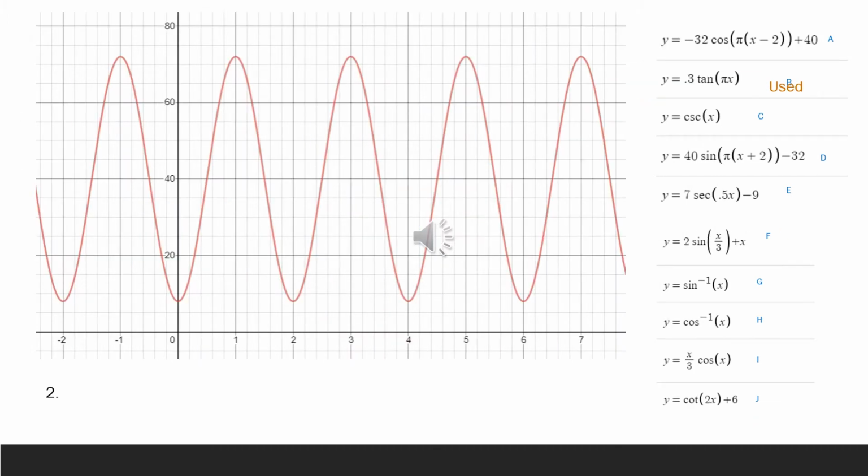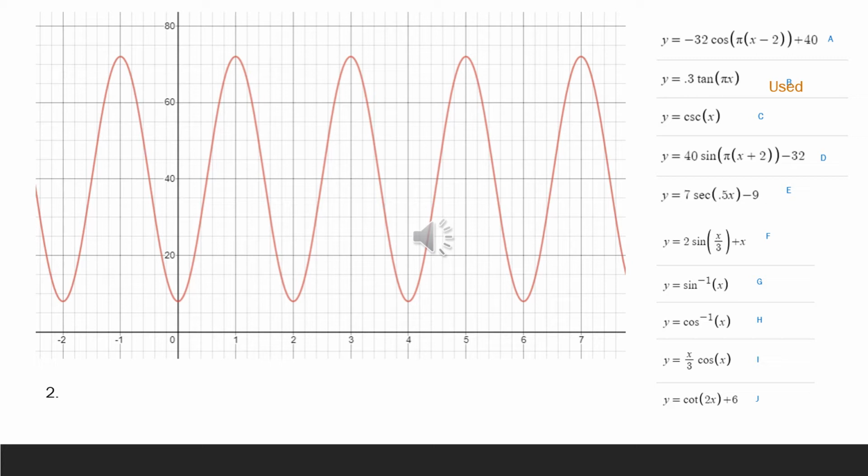This graph looks to have a line of equilibrium, y equals 40, and an amplitude in the 30s, so 32 matches the amplitude. There's a horizontal shift, and if the horizontal shift was 2 and there was a minimum, then you could have cosine multiplied by a negative. So A seems to match that.